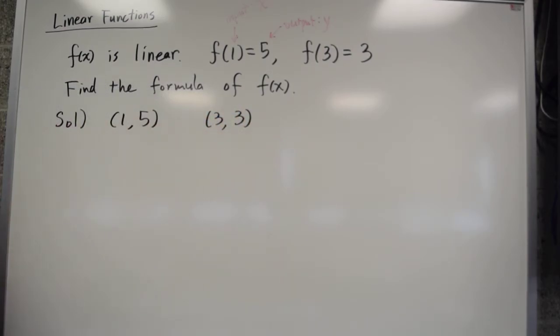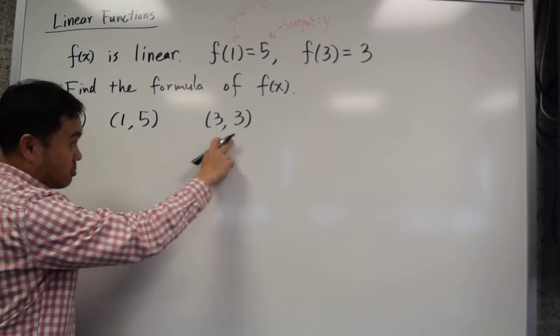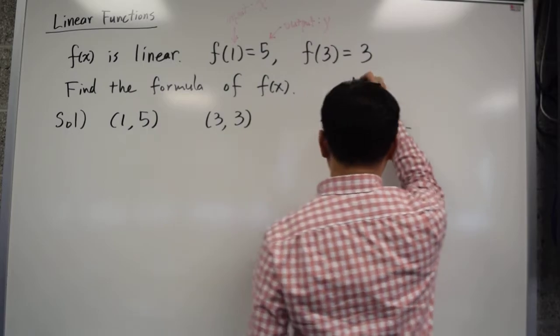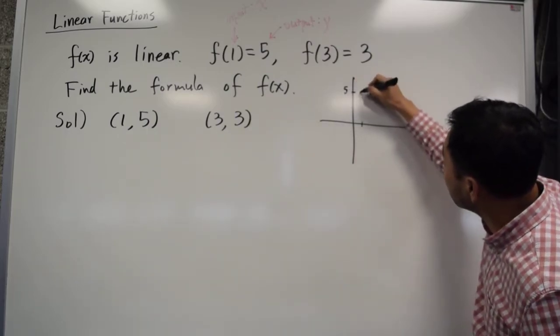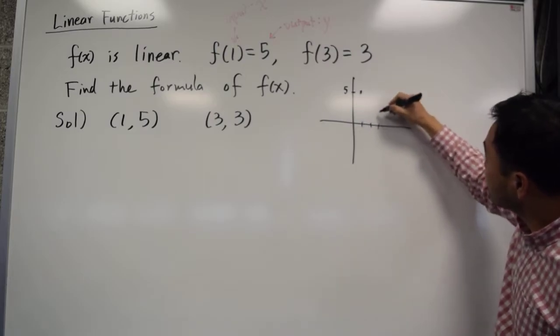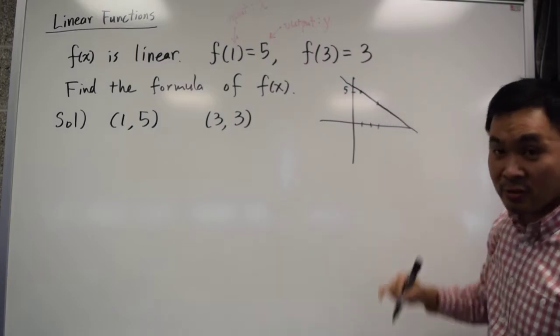In other words, if you drew the graph of this function, it will be a graph, a straight line passing through these 2 points. So if it's 1 comma 5 here, and 3 comma 3 here, then the graph would be this.